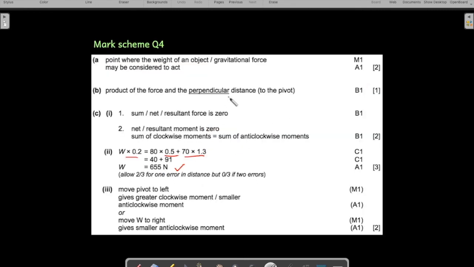This is your mark scheme. Please read the mark scheme as well, especially for the last part, which you're going to solve yourself. So this is your self-study work, which I'm leaving to you. So the next question will be on question number 5, moments again.